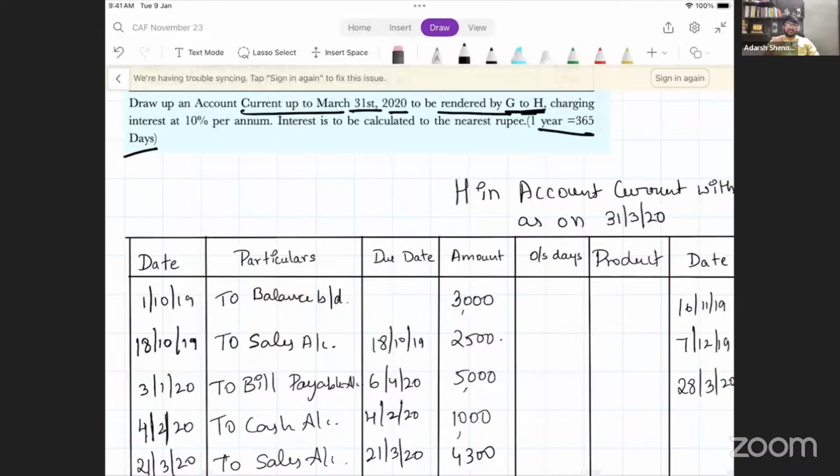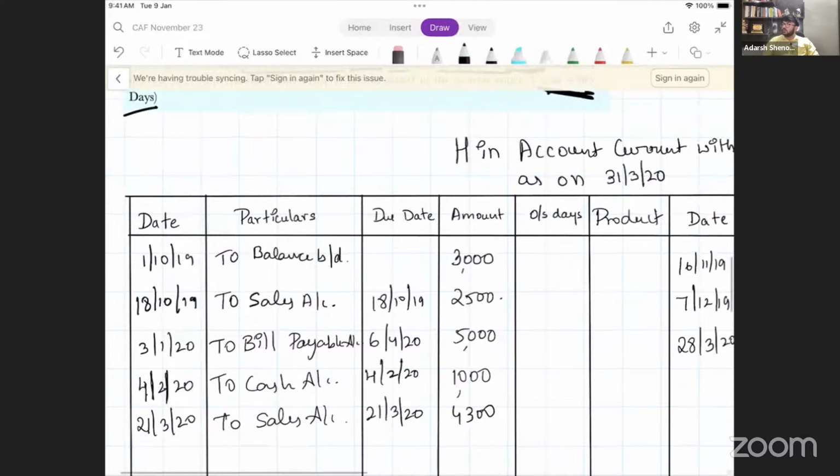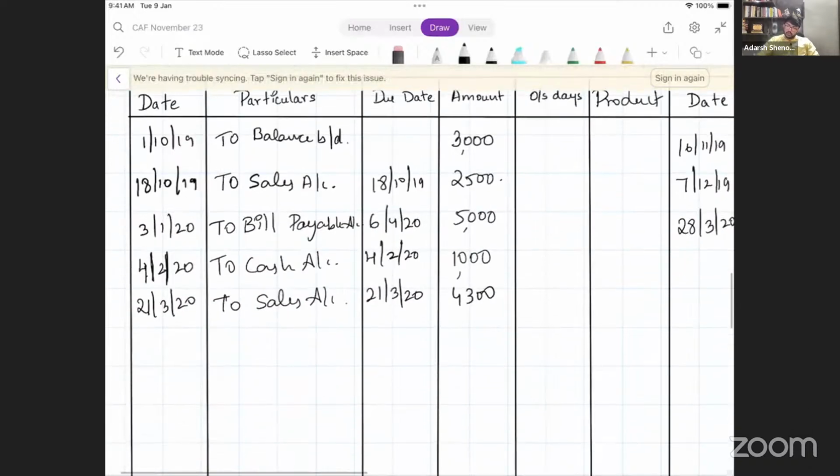I know 2020 is a leap year. 2020 February will have 29 days. So I should actually add 29. But the question clearly says that 1 year is equal to 365 days. So you have to consider it a non-leap year. I'm going to add only 28 days. I hope I'm clear there. 31 days in March. So 181 is the total I get. Plus I will have to add 1 day. Why 1 day? Opening balance. So that's why 182.